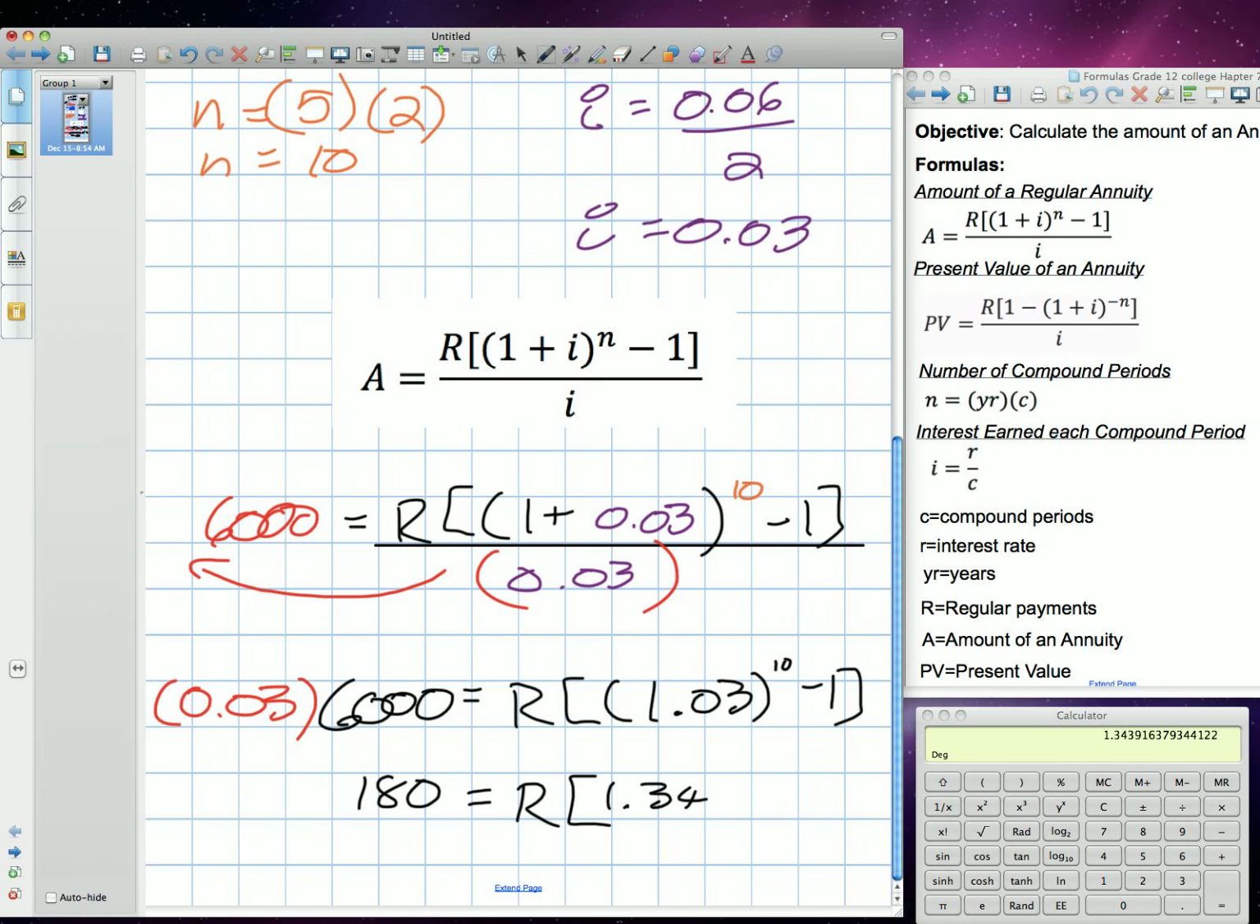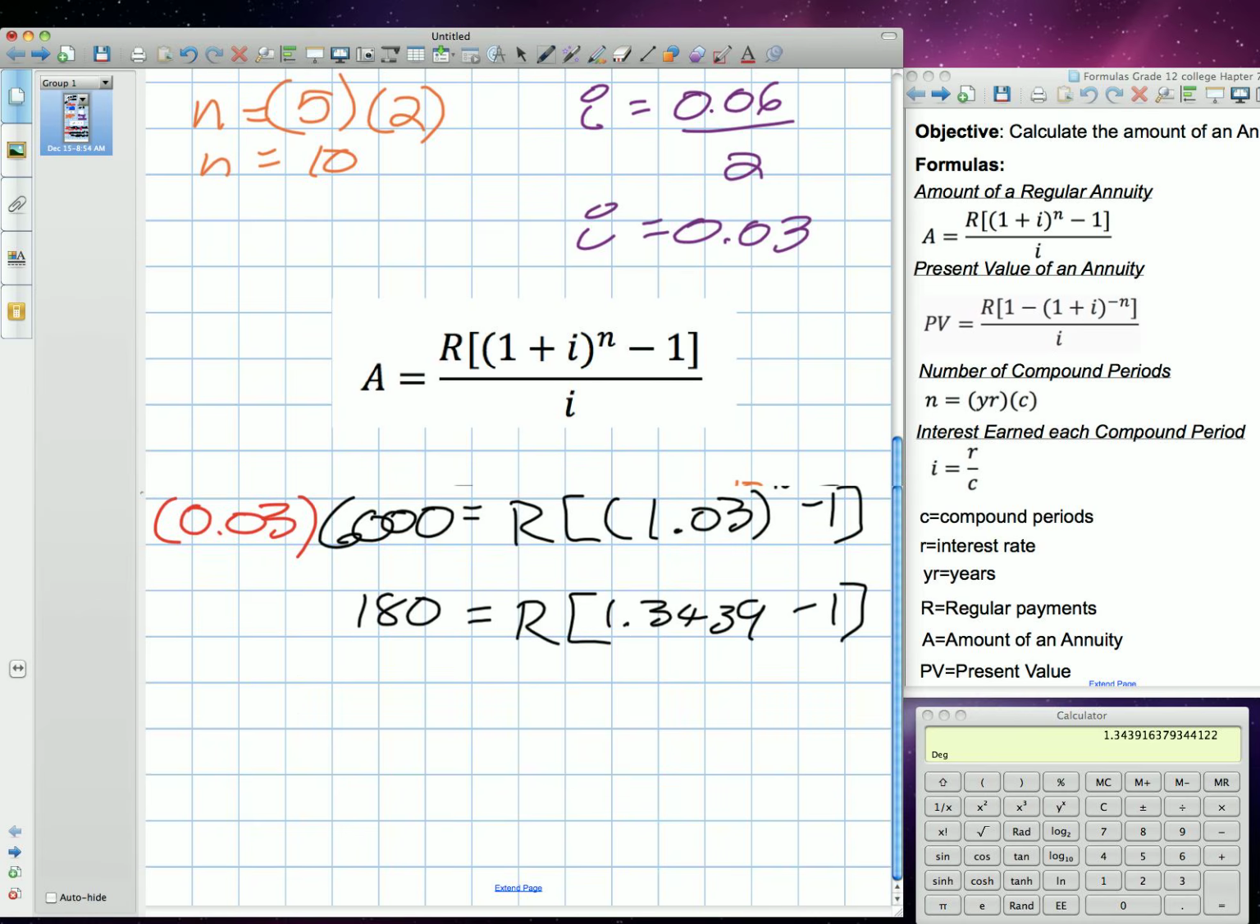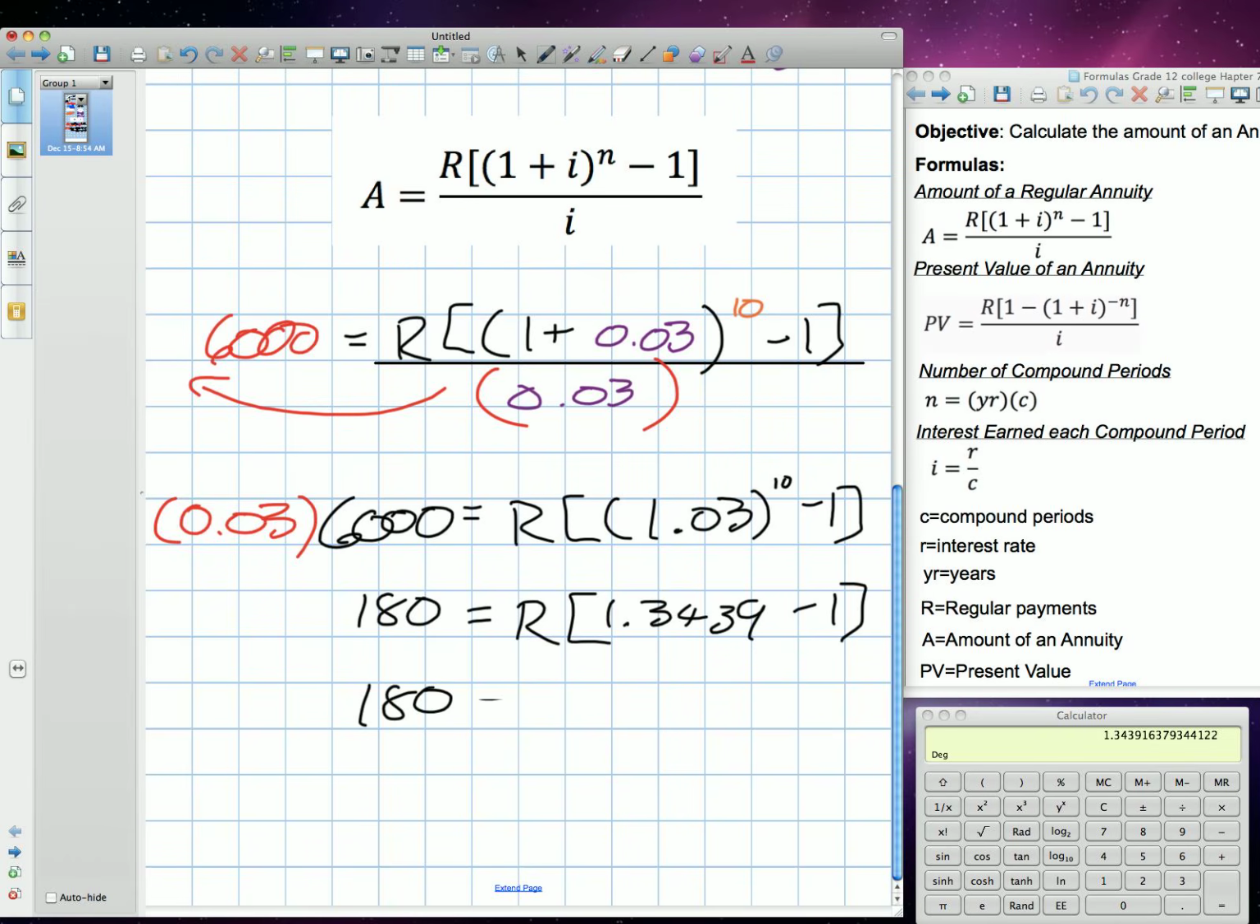So that's 1.03 to the power of 10. We still have to subtract that number by 1. We're going to get 180 is equal to our R. 1.3439, subtract 1, it's just going to be our decimal, 0.3439. The 1 goes away.